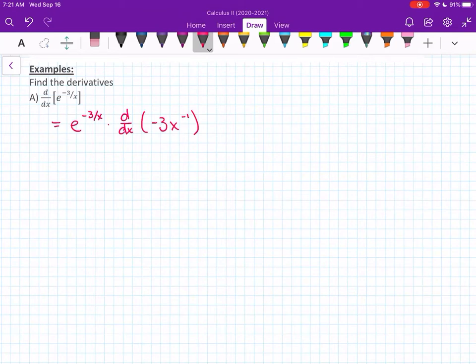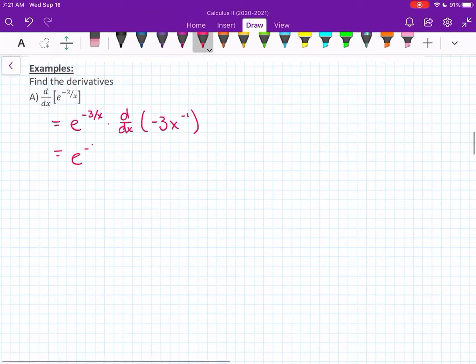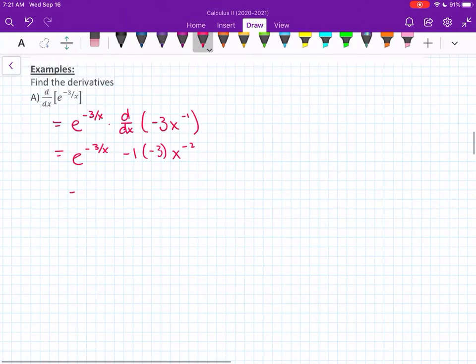Then we get our good old friend, the power rule. So we have e to the negative 3 over x, and then negative 1 times negative 3 x to the negative 2. Simplifying, the negatives cancel, so we get 3e to the negative 3 over x, all over x squared.